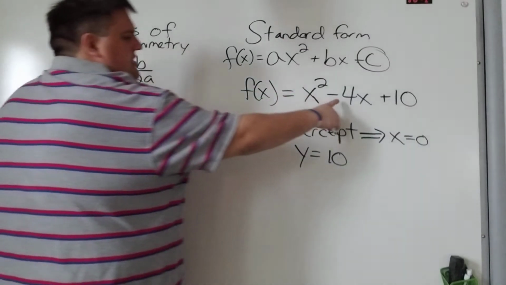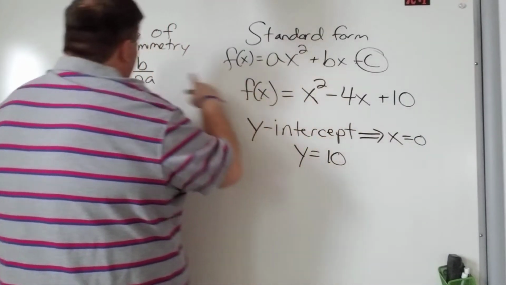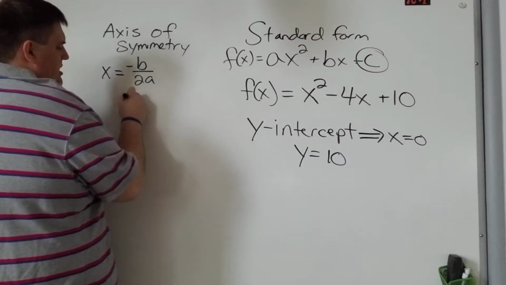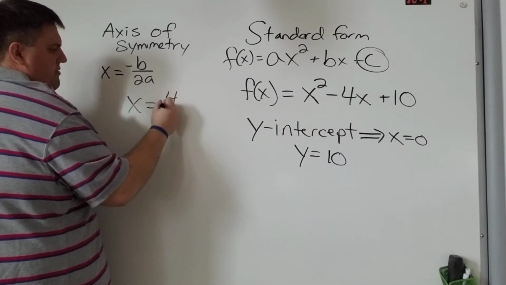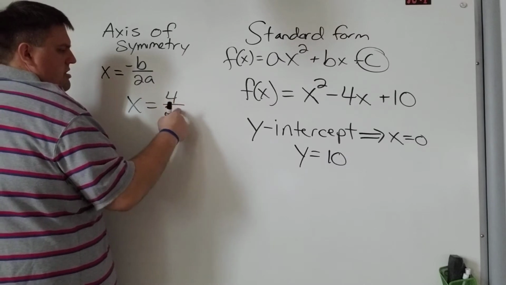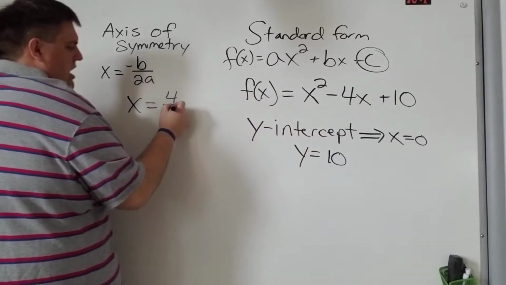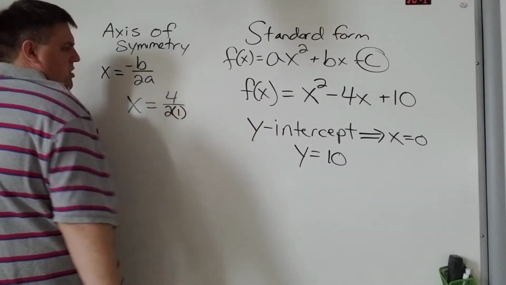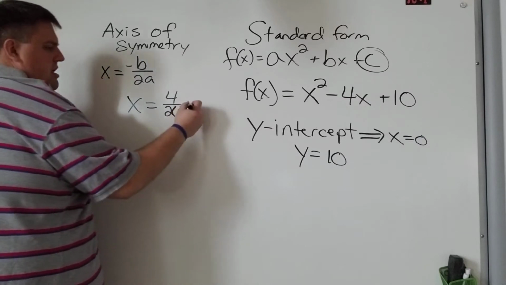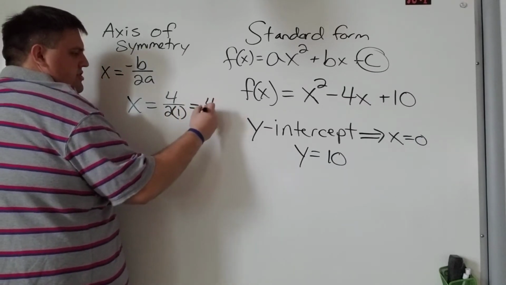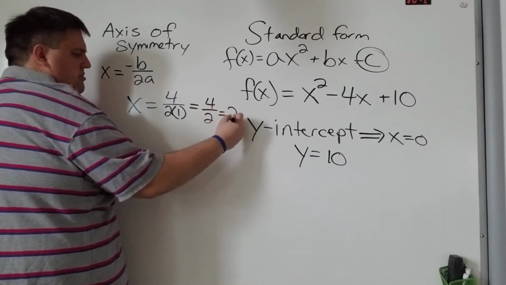I know that's what my wife teaches, is just say the opposite of b. So in this case, b is negative 4. So negative b would just be positive 4. Over 2, and of course our a term is just 1 because there's nothing there. So 2 times 1 is 2, and 4 divided by 2 is 2.